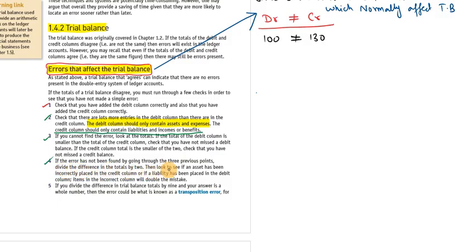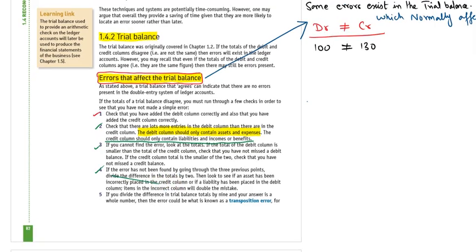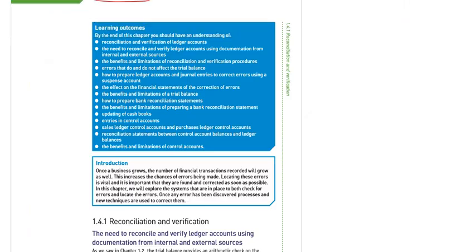Then look to see if an asset has been incorrectly placed in the credit column, or a liability has been placed in the debit column. Placing them in the incorrect column will double the mistake. So maybe the error is debit not equal to credit. The reason is this: we have wrongly written the debit side entry into the credit column and the credit column entry into the debit column.